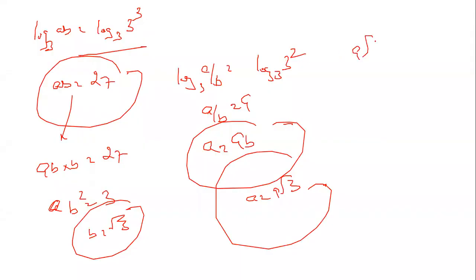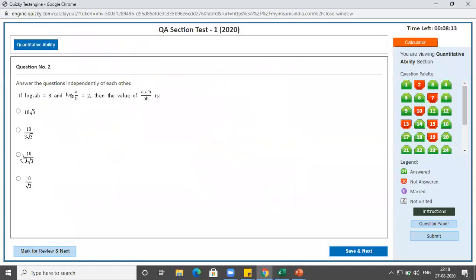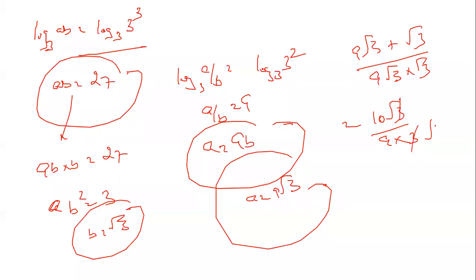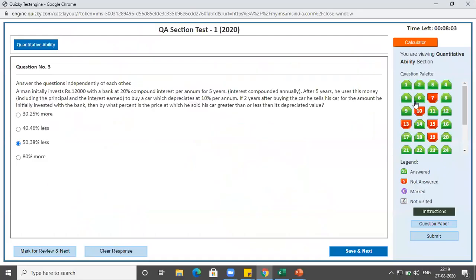Okay. 9 root 3 plus root 3 upon 9 root 3 into root 3. So this is 10 root 3 upon 9 into 3. Option देखते हैं. Option C. Root 3 से ये root 3 create कर देगा यहाँ पे. So this becomes 10 upon 9 root 3, which is my option C. Got it. So log के questions again, they seem to be very difficult but are very easy.